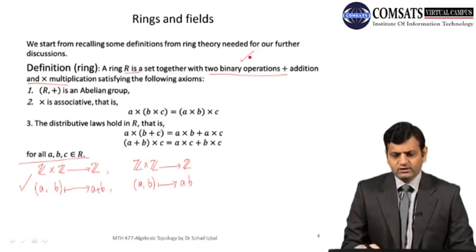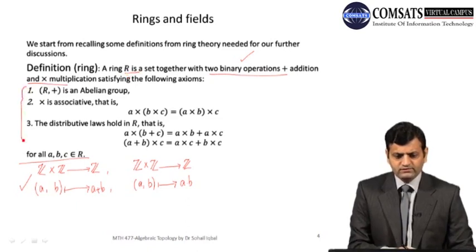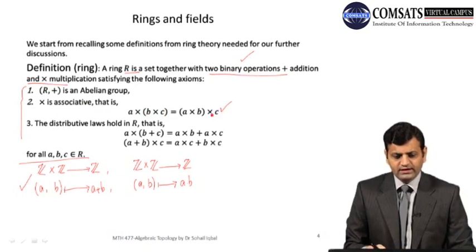Okay, so given two binary operations on the set R, we want them to satisfy the following three conditions. If these three conditions are satisfied, then we say that the set R is a ring under these two binary operations. The first condition is that R under addition is an abelian group. The second condition is that under multiplication, this should satisfy the associative law. And in the last condition, we require that multiplication should be distributive over addition from both sides.